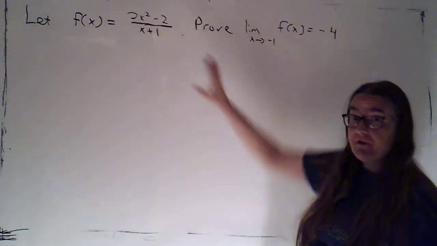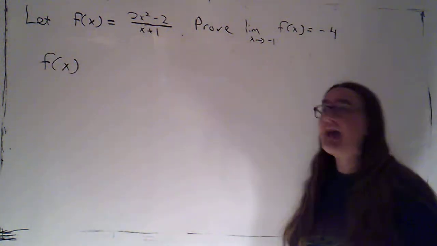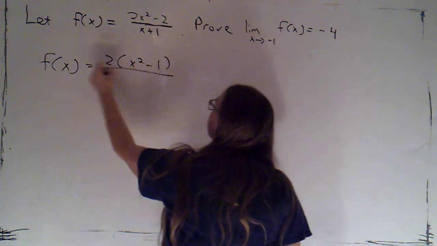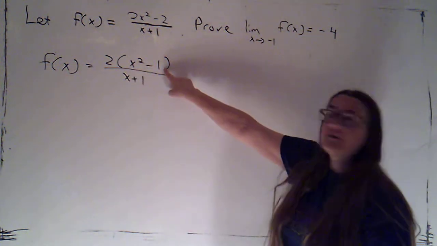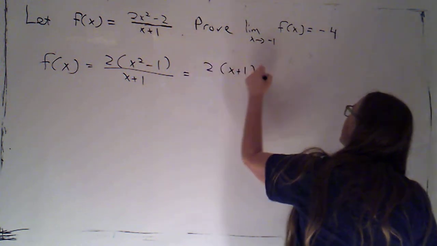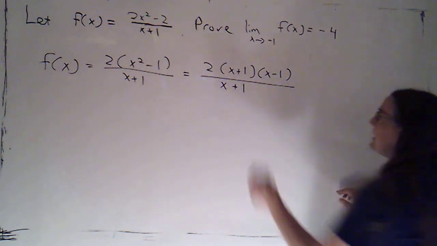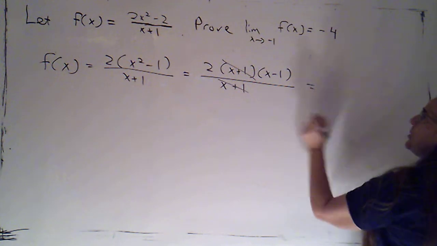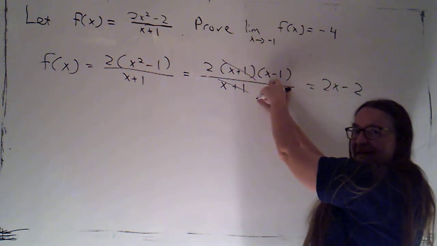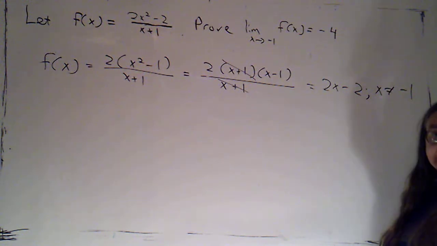This is a rational function, but I can simplify it, and when I simplify it, I'll be able to see that it's in that category. What I would do is I would factor. So I can factor out a 2 on the top. And then this difference of squares I can factor again. So the top is 2 times x plus 1 times x minus 1, and the bottom is x plus 1. Now, if I cancel that x plus 1, what I'm left with is 2x minus 2. I just distributed that 2 back in, but I must record that that's only true if x isn't -1.